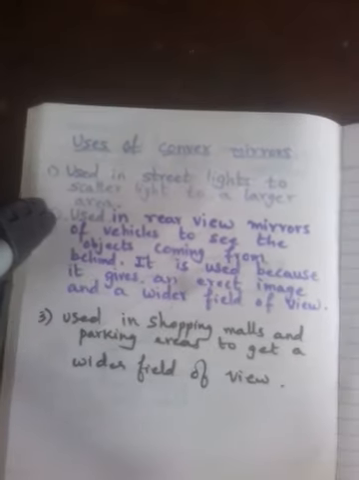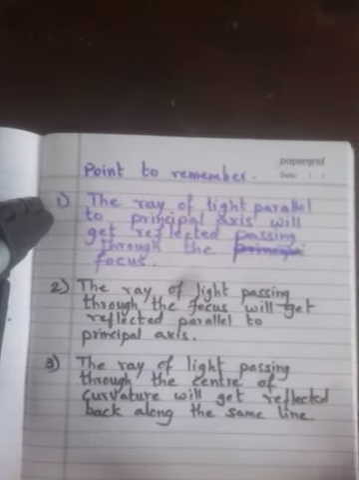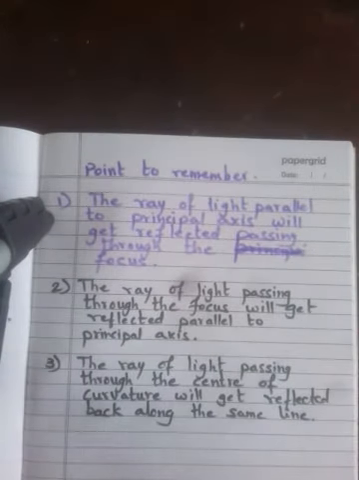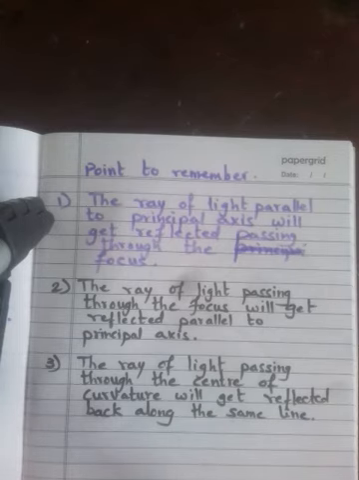Now we will see some points to remember while drawing the ray diagrams. First, the ray of light parallel to the principal axis will get reflected passing through the focus. Second, the ray of light passing through the focus will get reflected parallel to the principal axis. And the third one is the ray of light passing through the center of curvature will get reflected back along the same line. These are a few points to remember when you draw the ray diagrams.